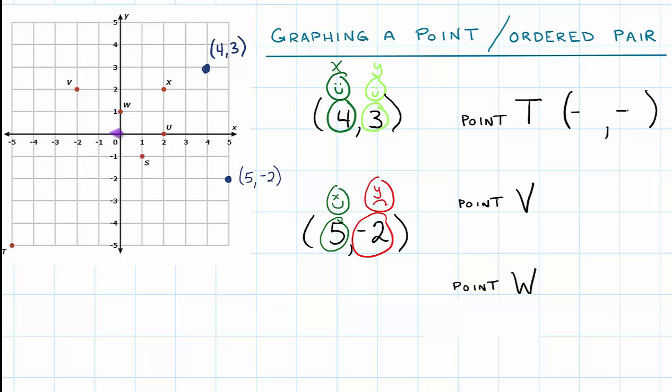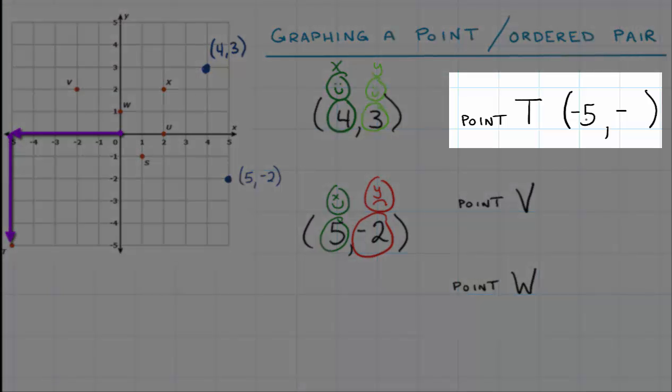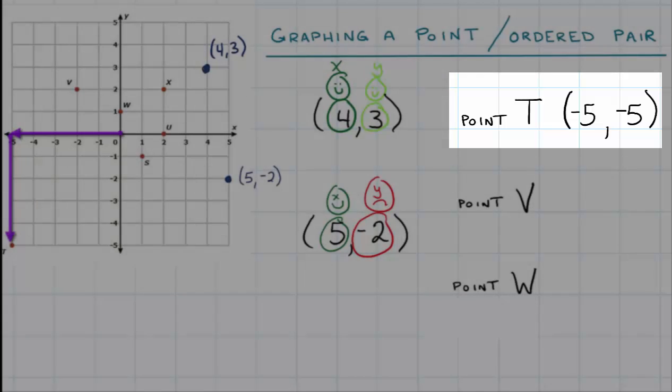Now, how do I get to T? Starting at my origin, I move until I get to the line that is along my coordinate plane where T is. So that's at -5 on the x-axis. And I continue to move until I get down to where T is, which is at -5 on the y-axis. So in order to get to T, I need to go 5 units in the negative direction on the x-axis, and I need to go 5 units in the negative direction on the y-axis. First one done.